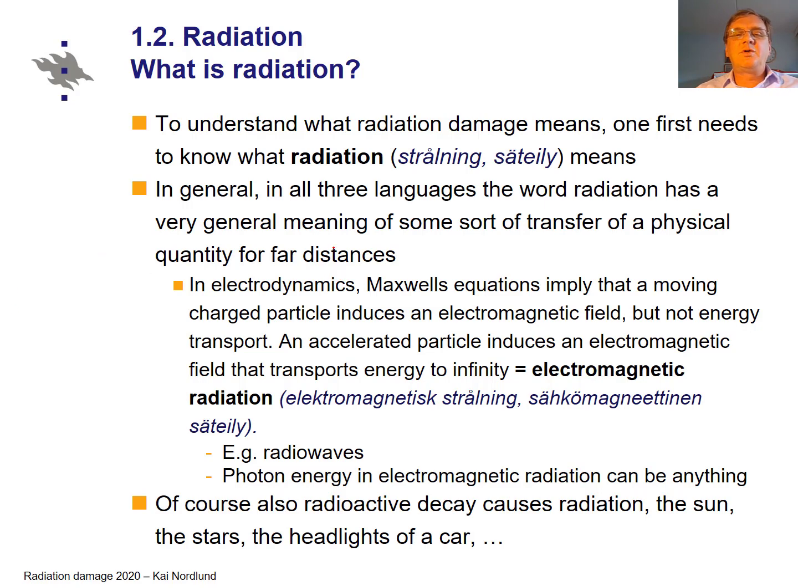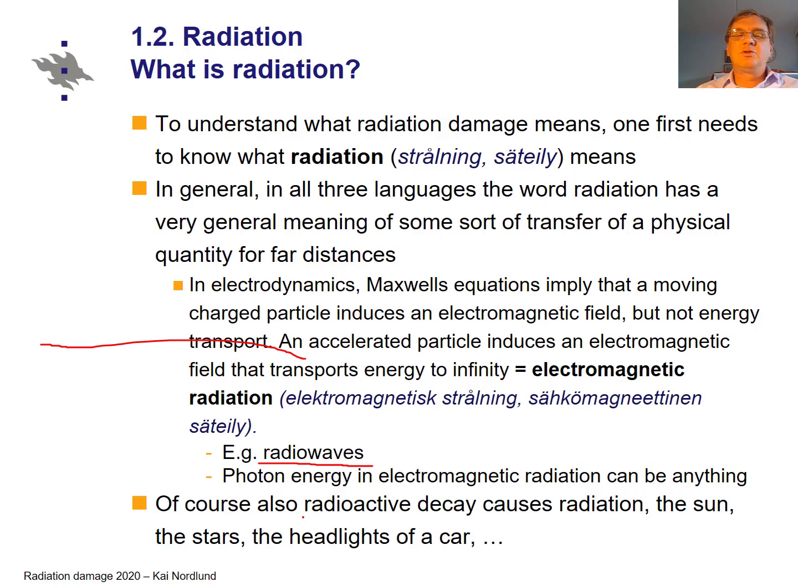So first of all, if you have taken an electrodynamics course, you know that solving the Maxwell equations for a moving charged particle gives an electromagnetic field, but not energy transport. But if you have an accelerated particle, that is, a particle which is not just moving but accelerating, then it will always lead to radiation, that is electromagnetic radiation, which is emitted outwards from the system and also carries energy with it. In almost all cases, this is in the form of radio waves. This is often called radiation, but this is not radiation in the sense we mean in this course.